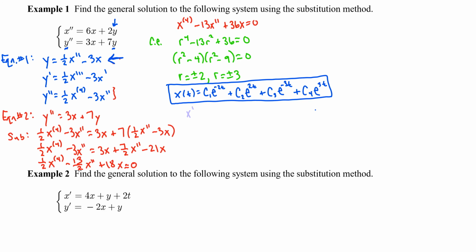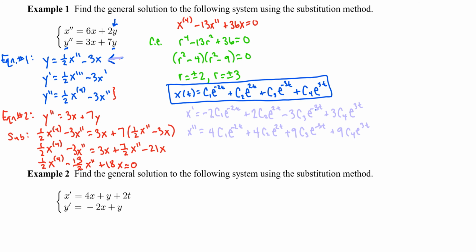So x prime is negative 2 c1 e to the negative 2t plus 2 c2 e to the 2t minus 3 c sub 3 e to the negative 3t plus 3 c sub 4 e to the 3t. Let's go one more derivative. We obtain 4 c sub 1 e to the negative 2t plus 4 c sub 2 e to the 2t plus 9 c sub 3 e to the negative 3t plus 9 c sub 4 e to the 3t.